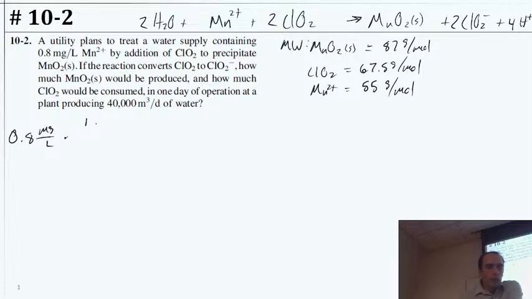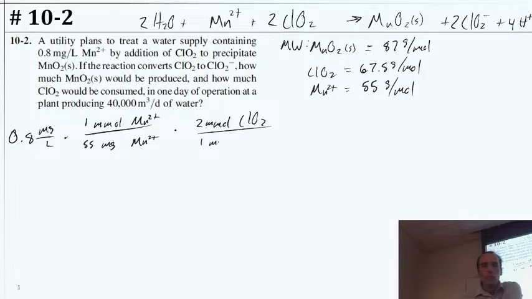We can multiply this by, I'm just going to call it 1 millimole of manganese per 55 milligrams of manganese. That's moles per gram, but I just went ahead and put it into milligrams and millimoles, and I'll do the same with 2 millimoles of ClO2 per 1 millimole of manganese. That's just coming from our stoichiometric balance up here. We needed 2 chlorine dioxides per 1 manganese that we're oxidizing.